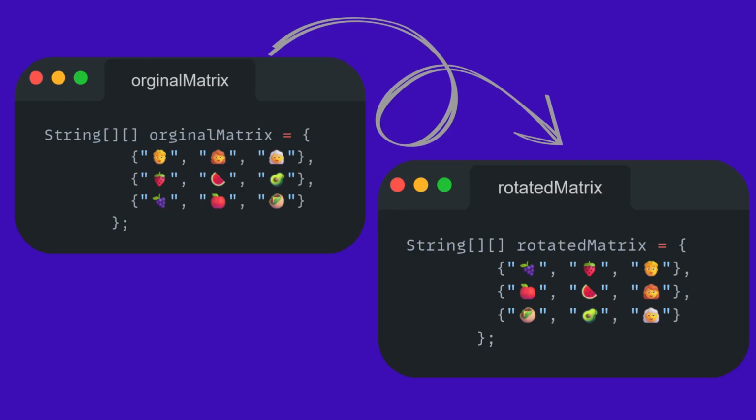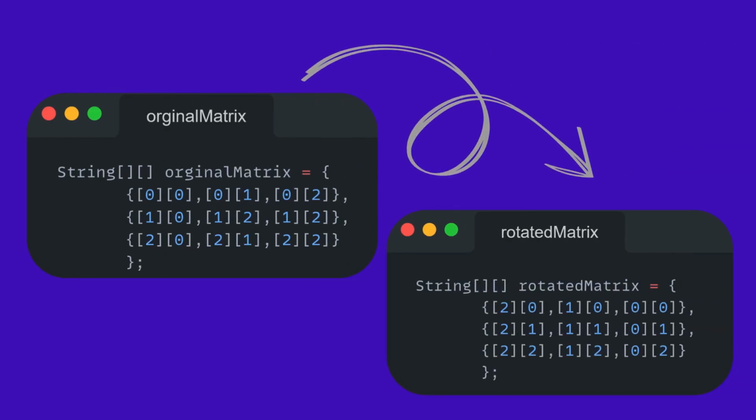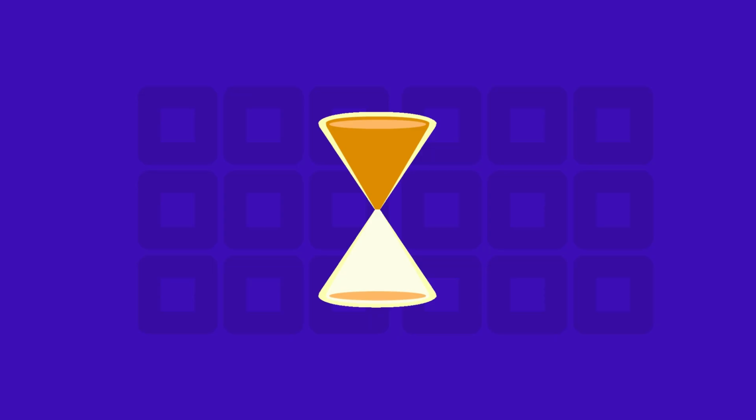But the real question is, how can we make the code do the thinking for us, not the other way around? So I visualized a new array and mapped where each element from the original should move after rotation. What I noticed is the rows and columns swap logic in the rotated version. Rows turn into columns and the columns shift down the rows. Let's pause for a moment and reflect on those new positions.